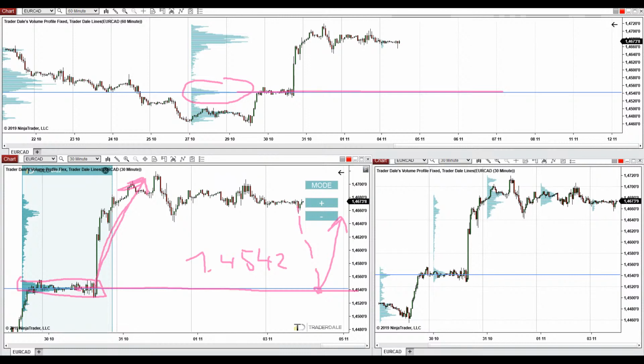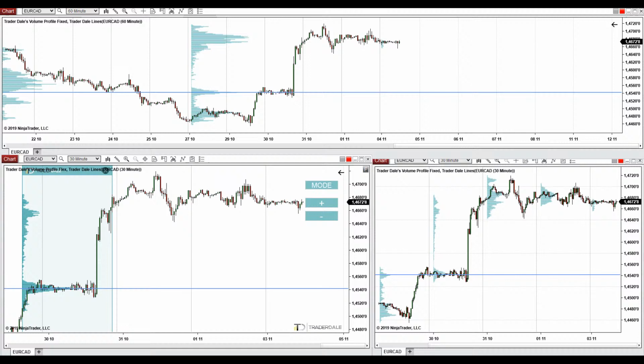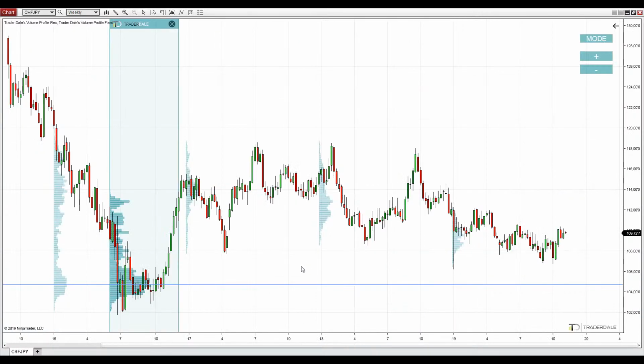Now, what I would like to show you next is a swing trading idea. It's a long-term swing trading idea. It's on the Swiss franc Japanese yen. So let me switch to my swing trading workspace. So in here we have the Swiss franc Japanese yen. This is a weekly chart, so it's a very long-term chart.